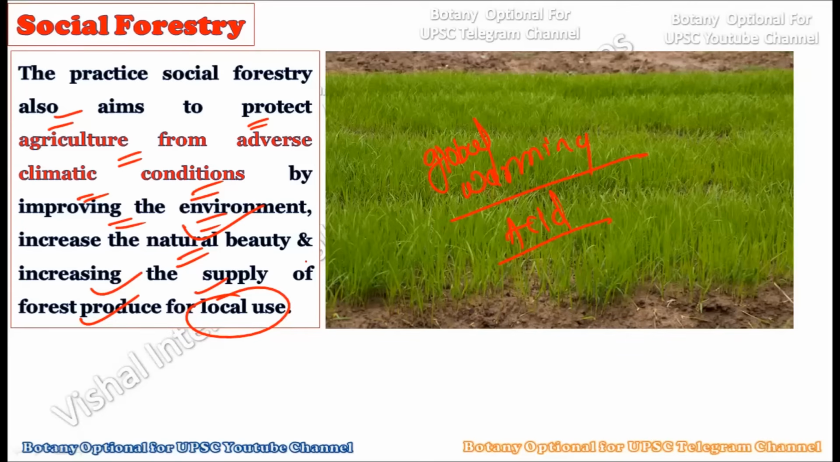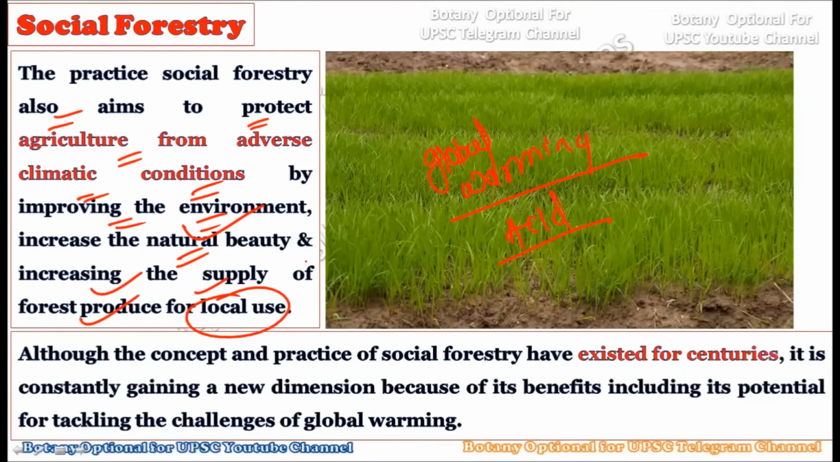It can avoid global warming, it can provide positive values to the agriculture, it can provide positive values to the natural forest. So all these types of advantages are there for doing social forestry in relation with the local community of the people. Okay, now the concept and the practice of social forestry has existed for centuries. Okay, it is not a new concept.